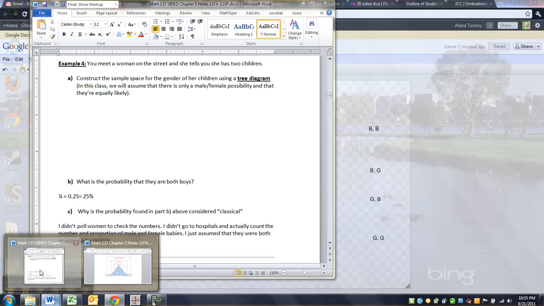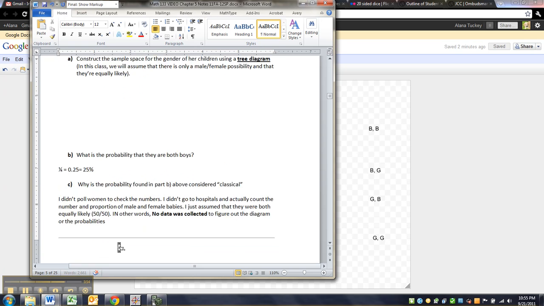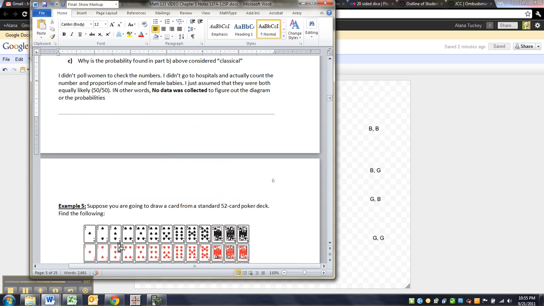In other words, no data was collected in any way, shape, or form to figure out these probabilities, the diagram or the probabilities. That is the heart of classical probability. Classical probability is the kind where you can figure it out just by looking at it.